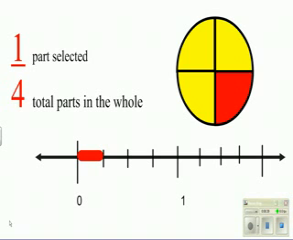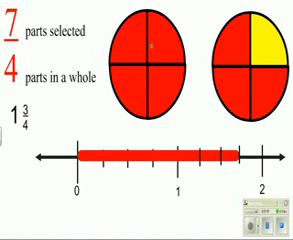In this example, you can see there is one part selected out of 4 parts in the whole circle. On a number line, what it looks like is between 0 and 1 there are 4 parts, and you're colored up to the first one there.